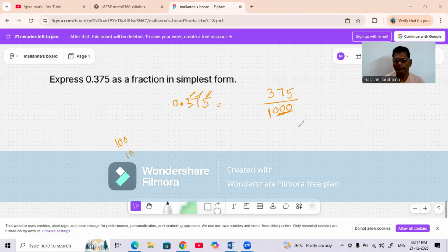Now divide this fraction. 5 2s are 10, 0, 0. 5 7s are 35, 5 5s are 25. Again, 25, 5 8s are 40, 5 3s are 15. So it will be equal to 3 by 8.